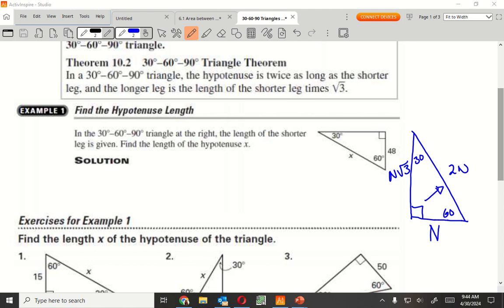You're drawing this one because it's going to be important. Make it nice and big so you can see it later. The hypotenuse is 2n. So it goes n, 2n, and then n times square root of 3.